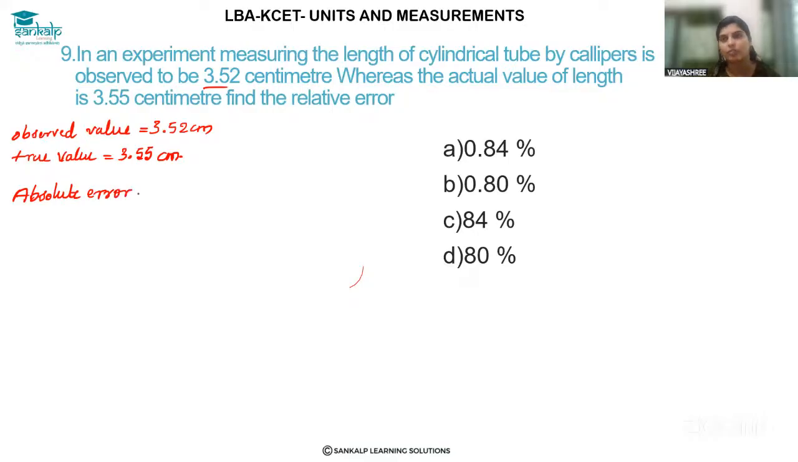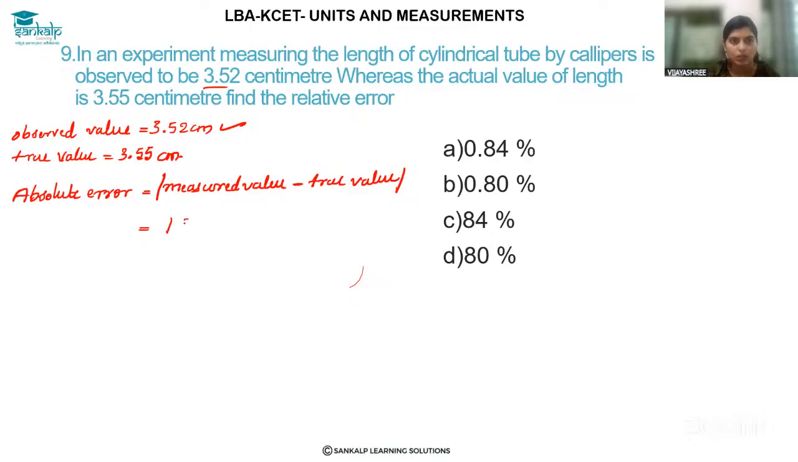So later we can find the relative error. Absolute error is equal to measured value or observed value minus true value, and its modulus. Modulus of measured value minus true value. So what is measured value? It is equal to observed value.